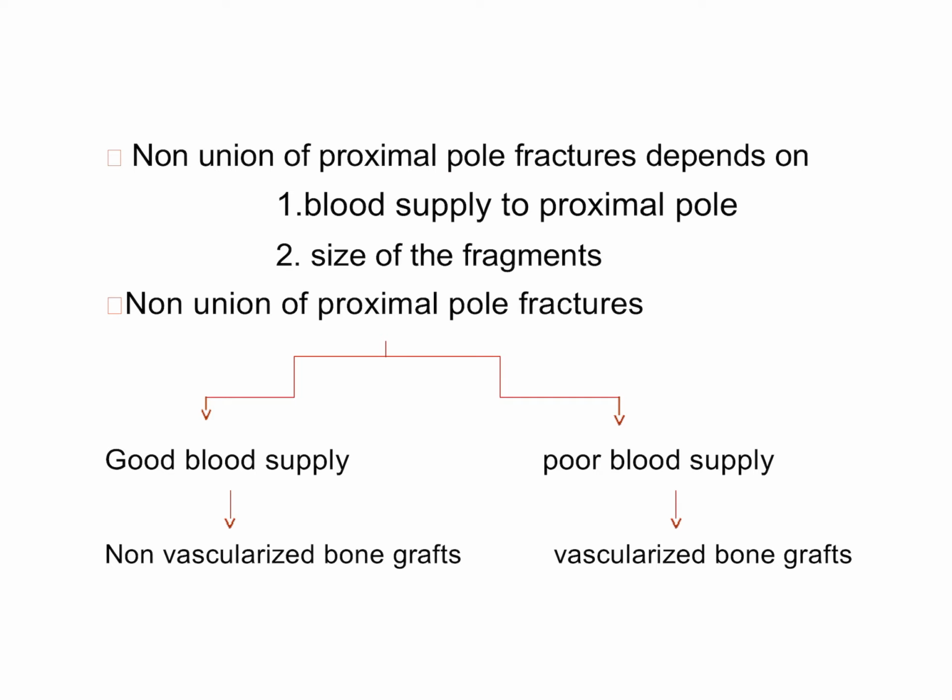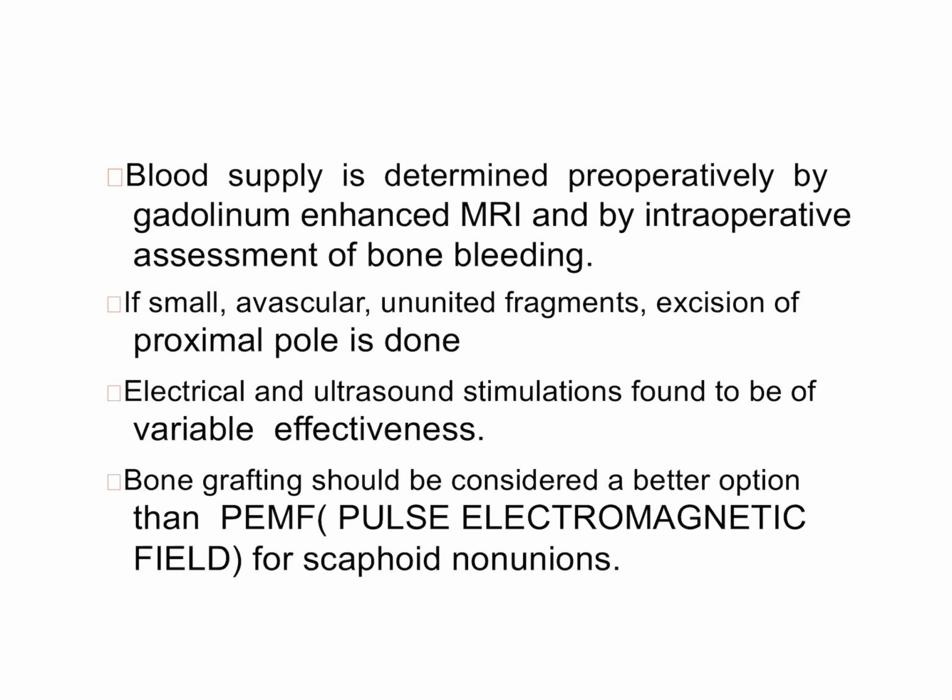Non-union of the proximal pole fracture depends on the blood supply to the proximal pole and the size of the fragment. If there is good blood supply, then a non-vascularized bone graft; if poor blood supply, then a vascularized bone graft. Next. Blood supply is determined preoperatively by gadolinium MRI. Electrical and ultrasound stimulation are of variable effectiveness. Bone grafting should be considered a better option than pulsed electromagnetic field. Next.